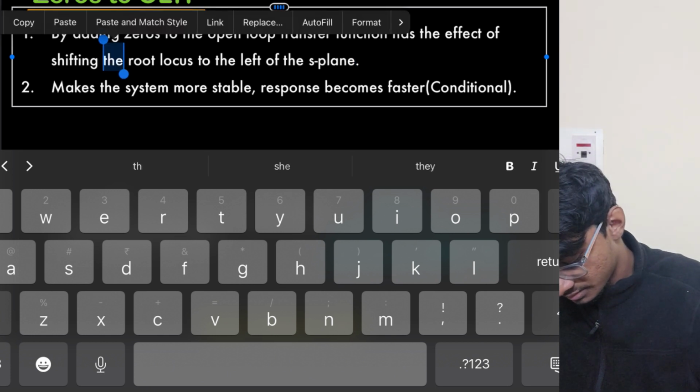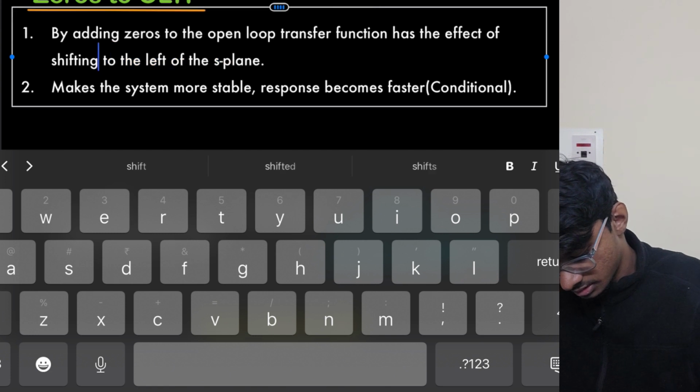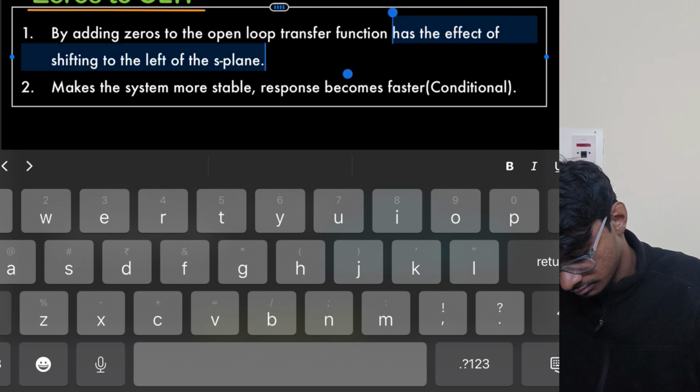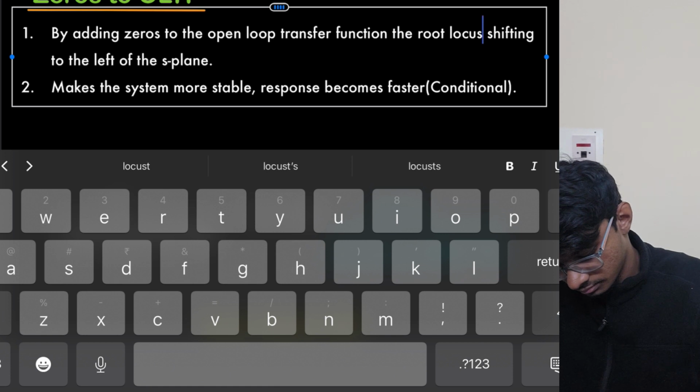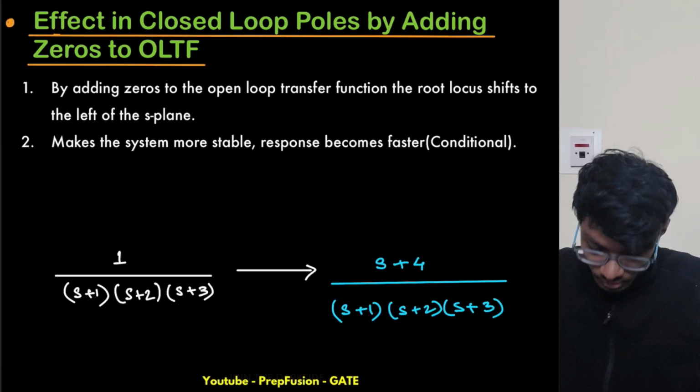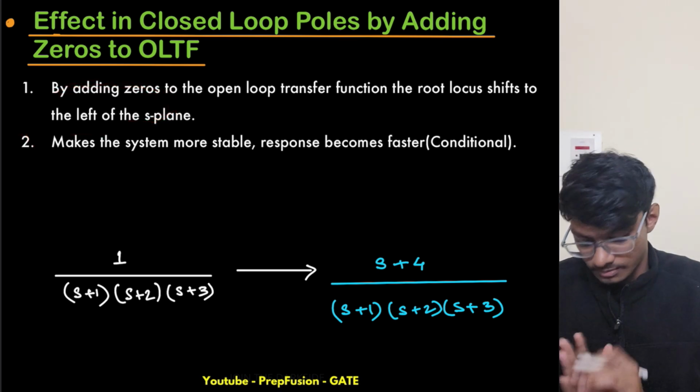The root locus shifts to the left of the system, right? So it shifts to the left of the system.